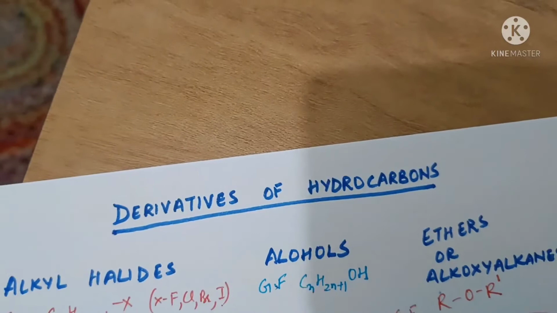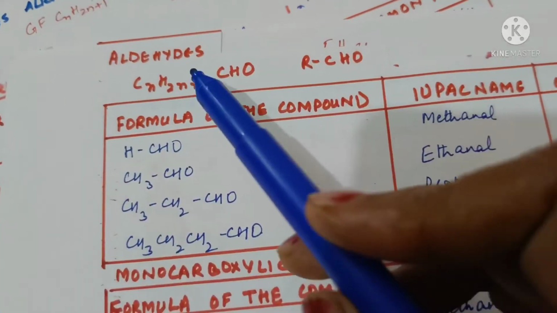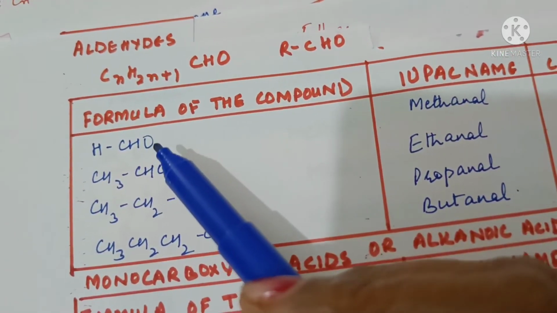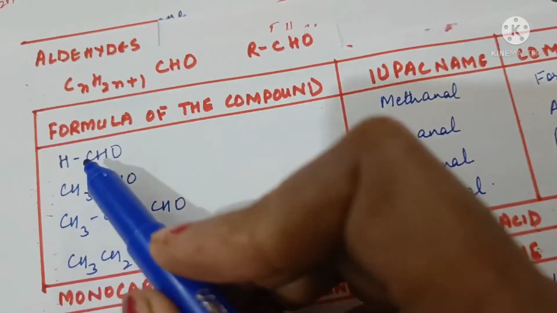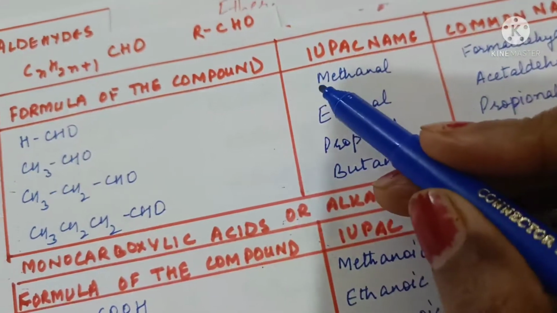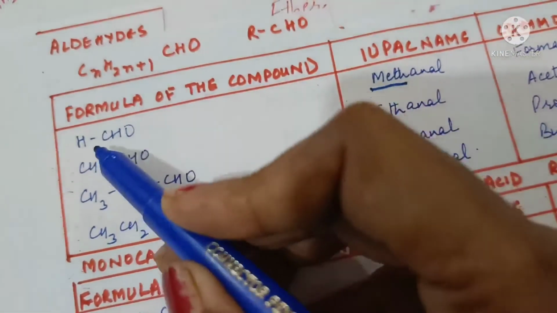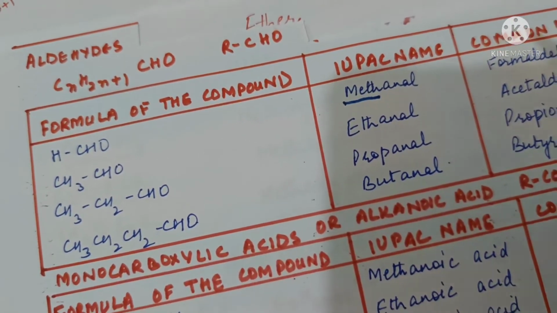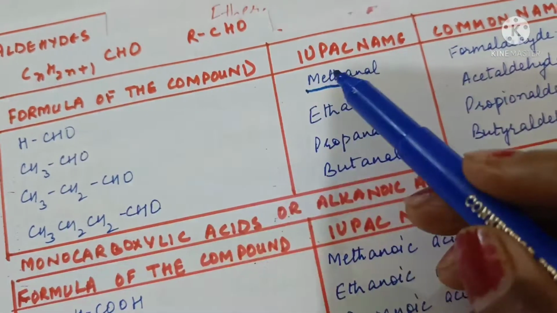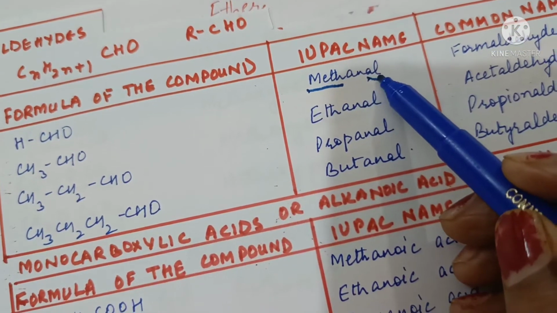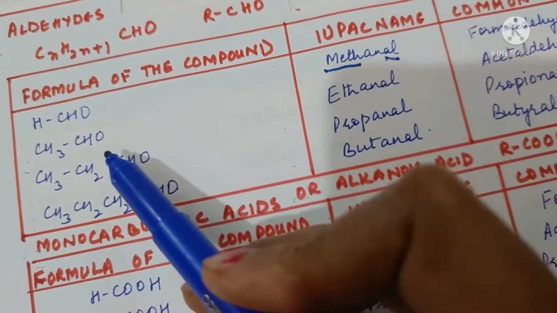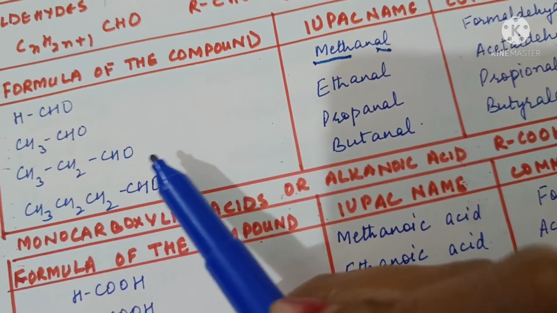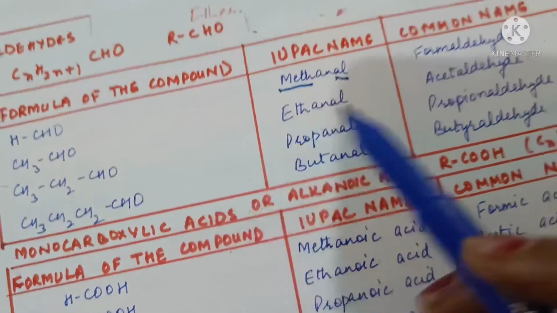Aldehydes or alkanals. The general formula is CnH2n+1CHO. The name will be, we use word root for the number of carbon atoms, one carbon atom. So the word root will be meth. Then single bond is ane and al is used for CHO group. So the name will be methanal. For 2 carbon atom compound, ethanal. For 3 carbon, propanal. And for 4 carbons, it's butanal.